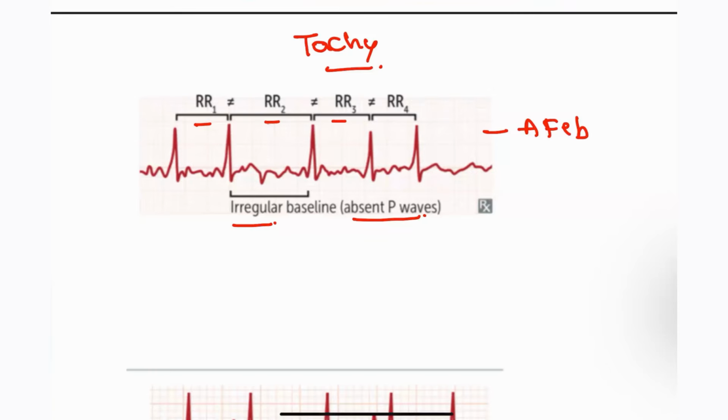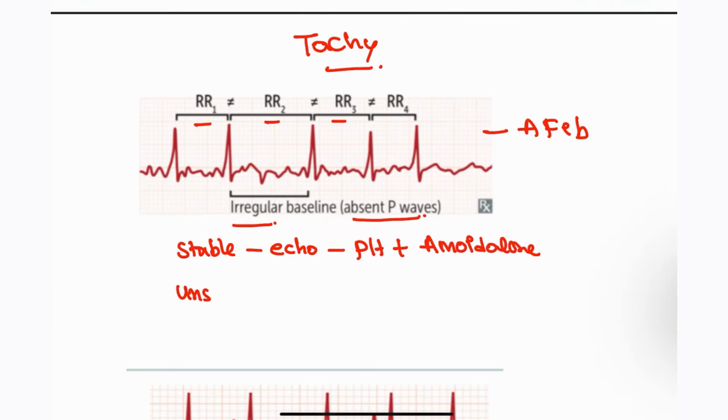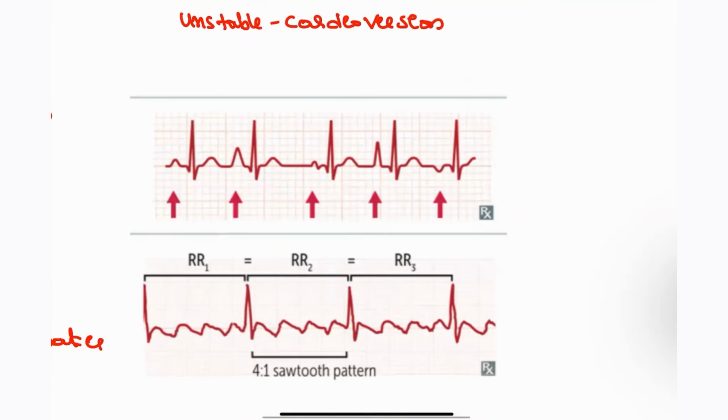For this patient, if the patient is stable, go for echocardiography and start the patient on antiplatelet therapy and also amiodarone. If the patient is unstable, then go for cardioversion. Okay, go for cardioversion for this patient. Okay, next, moving on to three different types of P. Here you can see the P morphology is three different. So this is known as multifocal atrial tachycardia.